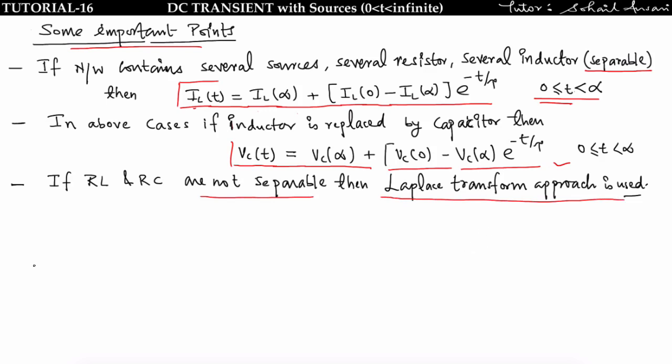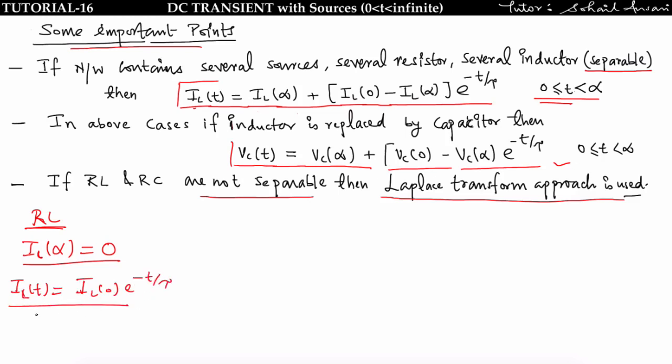See, this is not a new formula. For the source free RL circuit, the energy present in the inductor at steady state is 0, meaning IL of infinity is 0. So put IL of infinity in this equation, and you will get IL of t equal to IL of 0 times e to the power minus t upon tau. This is nothing but the discharging equation of the RL circuit which we have seen in the source free RL circuit.